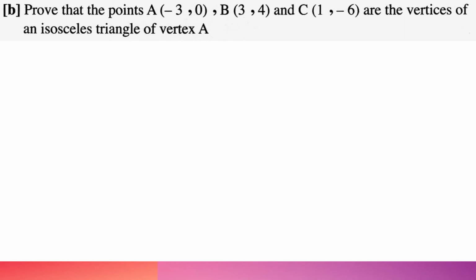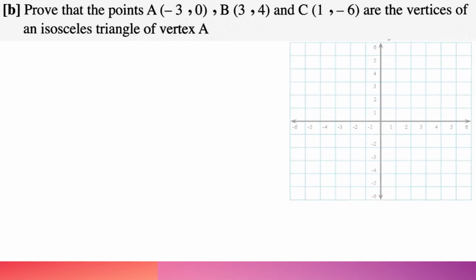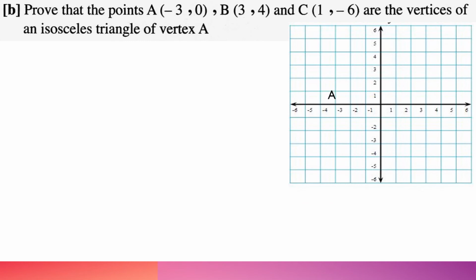Question B. Prove that the points A, where A is (-3, 0), point B (3, 4), and point C is (1, -6) are the vertices of an isosceles triangle of vertex A. Okay, here are the coordinates. Let's plot the points (-3, 0). Here's the point A. The next point is (3, 4). Here's the point B. The next point is (1, -6) here. We will match the 3 points.